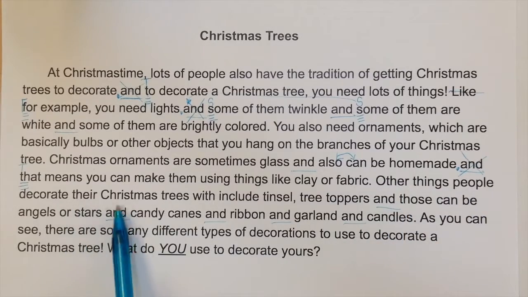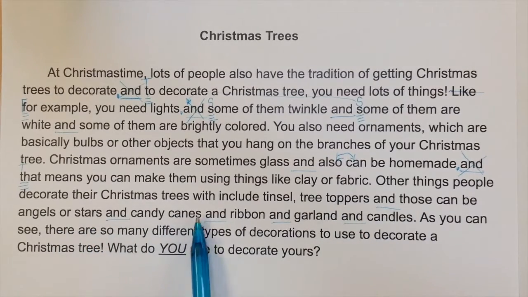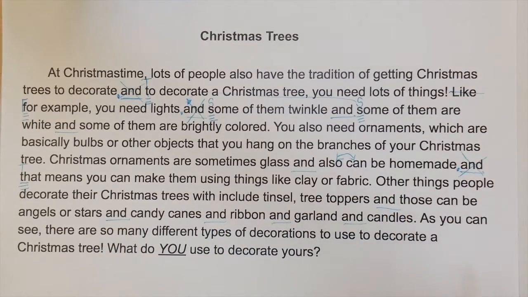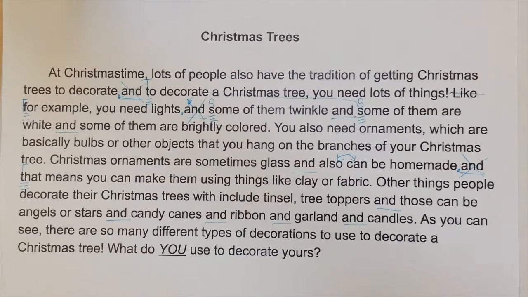Other things people decorate their Christmas trees with include tinsel, tree toppers, and those can be angels or stars, and candy canes, and ribbon, and garland, and candles. Wow, that's a lot of ands. There's 1, 2, 3, 4, 5 ands in one sentence. I think I definitely need to get rid of some of those. So I'm asking myself, what parts are related and need to stay connected, and what parts can be separated?